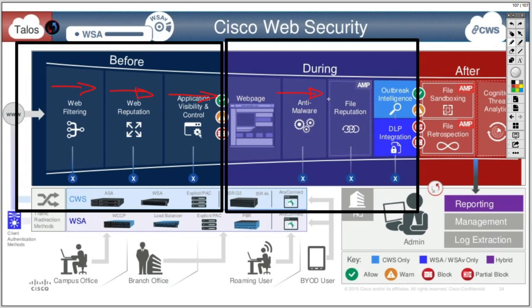If it's not infected, then we have file reputation to see if the content which was downloaded is malware or not. File reputation via Advanced Malware Protection. If it's still not malware, then we have the outbreak intelligence, which means that Cisco releases temporary signatures.